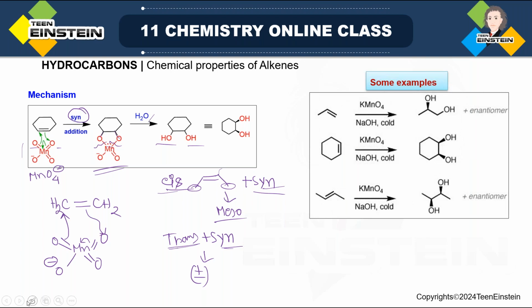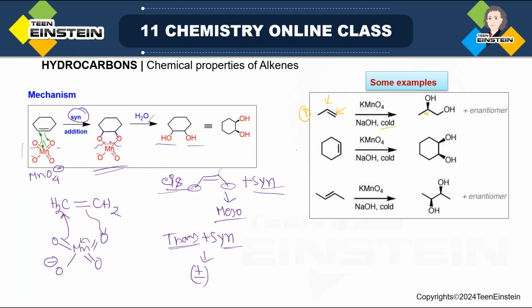So here we have taken propene. This is propene, right? Number 1 example, KMnO4, cold NaOH, that means alkaline medium. Here one chiral center is generated, and as a chiral center is generated, there is a chance that you will get another enantiomer, right? So 2 OH groups are added to these 2 carbons.